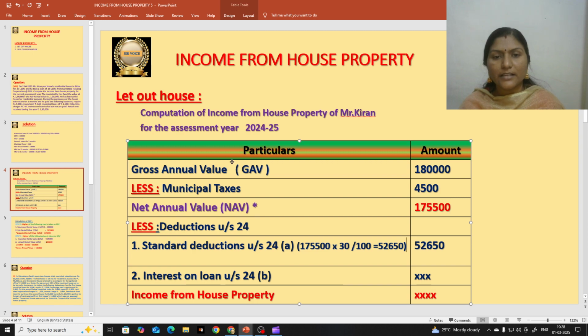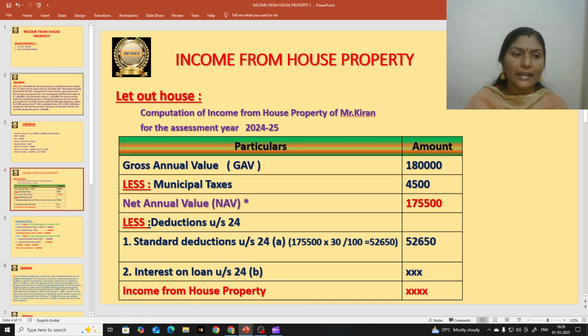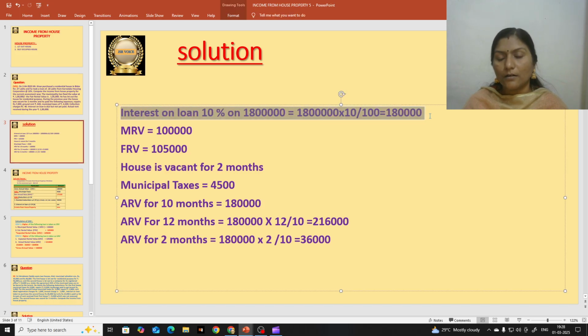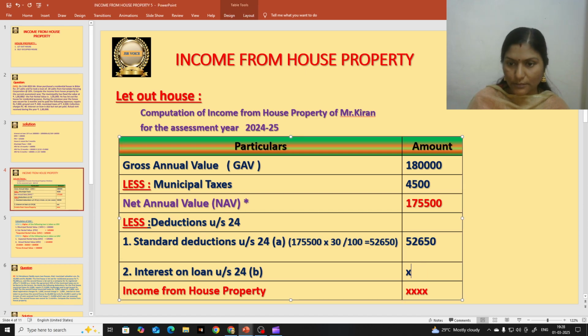Interest on loan under section 24 subsection B. How much are we going to take here? Already we calculated. So 10% on 1,80,000 interest on loan, that is 10% on 18 lakh, students. 18 lakhs loan he took. So total 1,80,000 interest we calculated. Let us take that and give it as deduction here: 1,80,000 is interest on loan under section 24B.